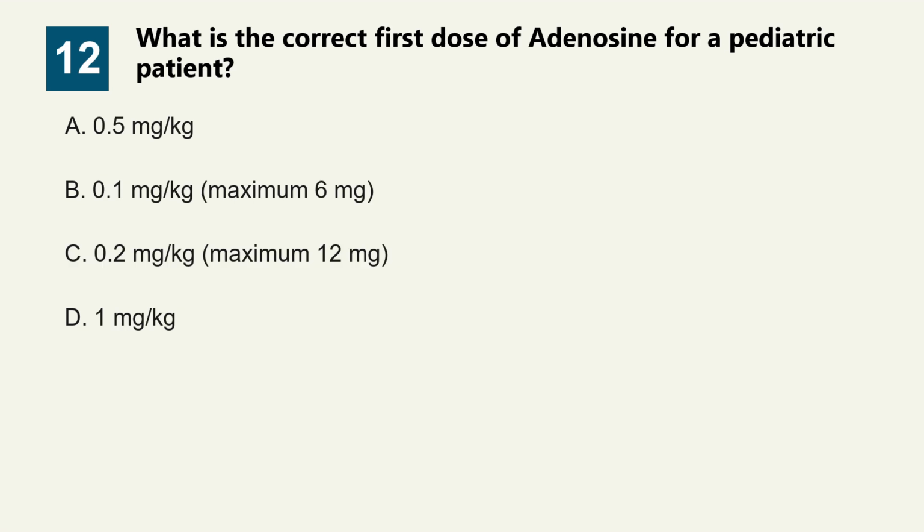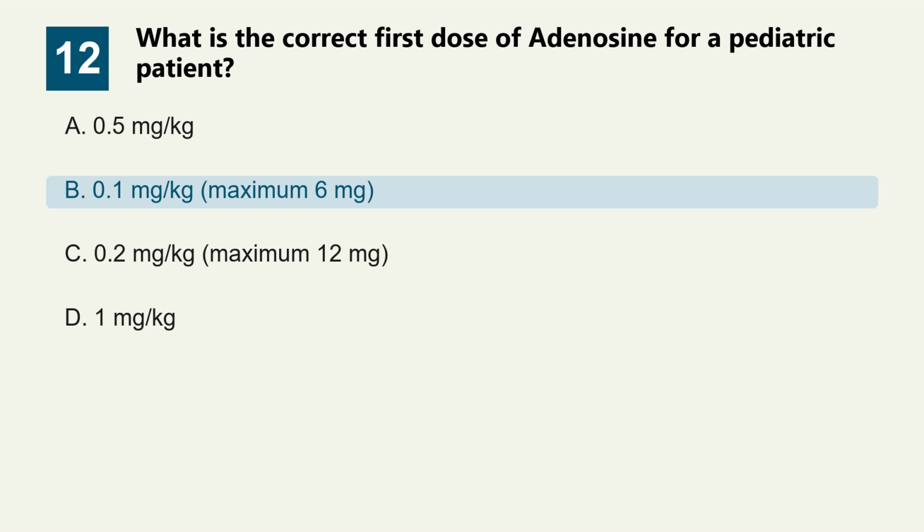Question 12. What is the correct first dose of adenosine for a pediatric patient? Option A, 0.5 mg per kilogram. Option B, 0.1 mg per kilogram, maximum 6 mg. Option C, 0.2 mg per kilogram, maximum 12 mg. Option D, 1 mg per kilogram.